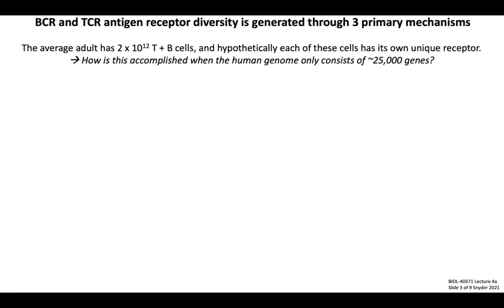Given that the human genome has a relatively limited size, where it only encodes roughly 20 to 25,000 genes total, how are these numbers of unique antigen receptor genes even possible? So there are 3 mechanisms shared between both B and T cells that we will learn about today, which allow this to happen. And we will discuss each of these in more detail shortly, but let's first look at a basic summary of these processes.